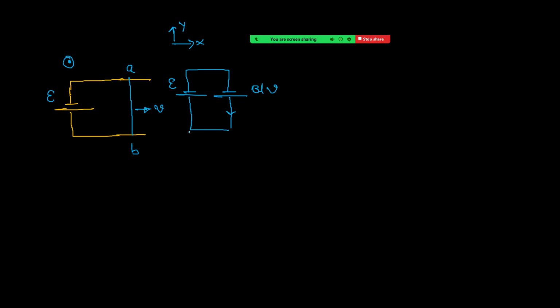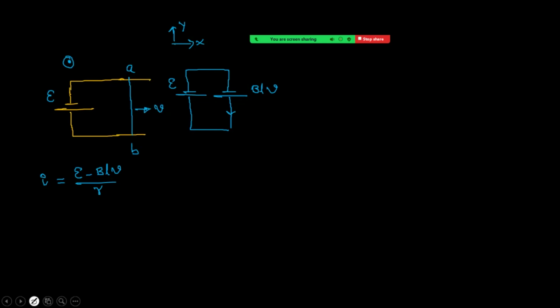Now we can see in this circuit what the net EMF is. That net EMF is equal to epsilon minus BLV. You can see carefully, or you can take the same thing by using Kirchhoff's second law, right? Therefore, current equals net EMF, epsilon minus BLV, upon resistance R.